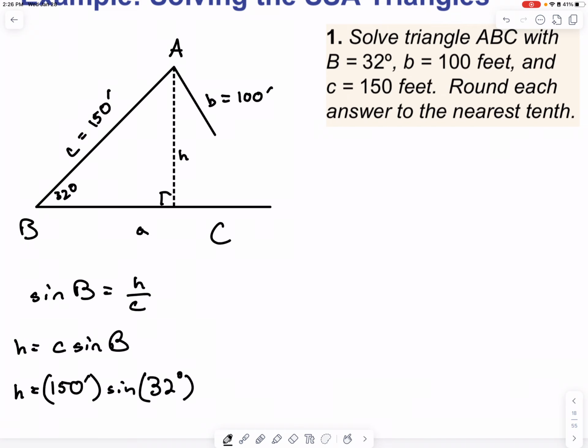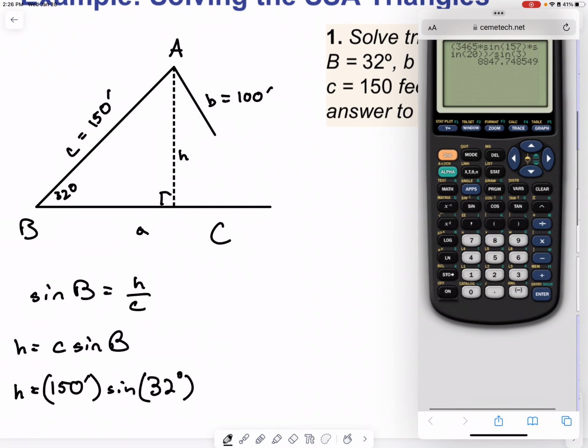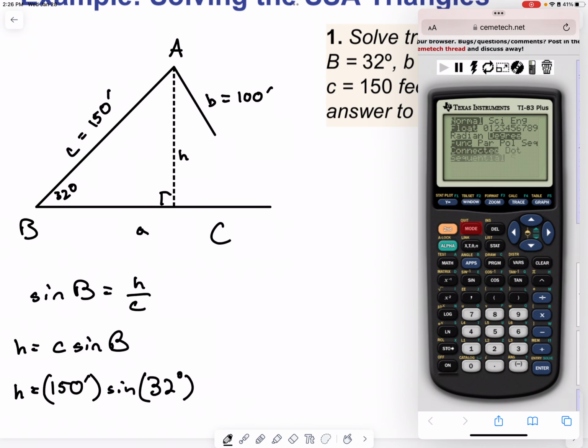So we have our side B. Let's go ahead and calculate our H. Clear mode, make sure we're in degrees. Okay, so then if we do 150 feet times the sine of 32 degrees, we'll get 79.49. So this is approximately 79.49, should be feet, I think, are the units.